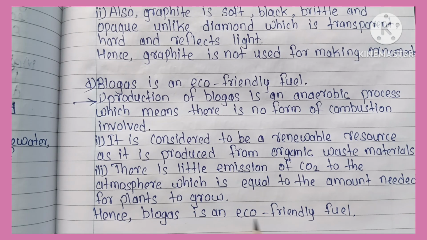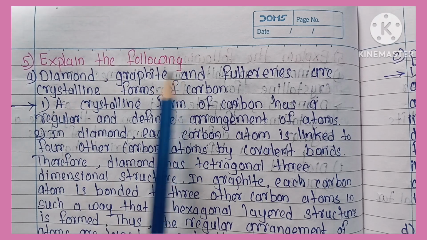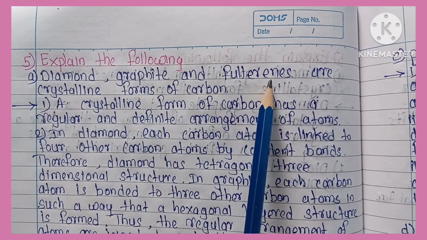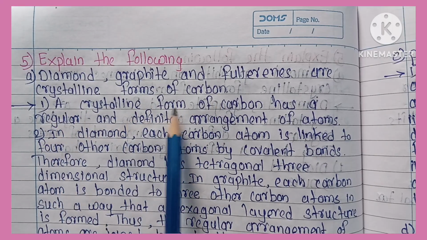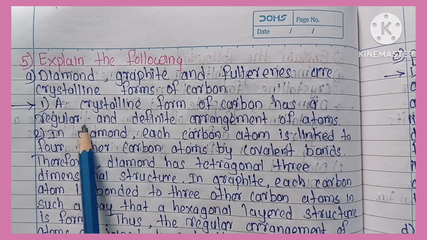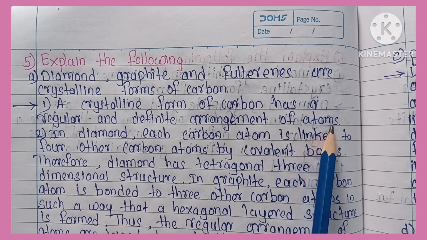Hence, biogas is an eco-friendly fuel. Fifth question, explain the following. First, diamond, graphite, and fullerenes are crystalline forms of carbon. Answer, a crystalline form of carbon has a regular and definite arrangement of atoms.